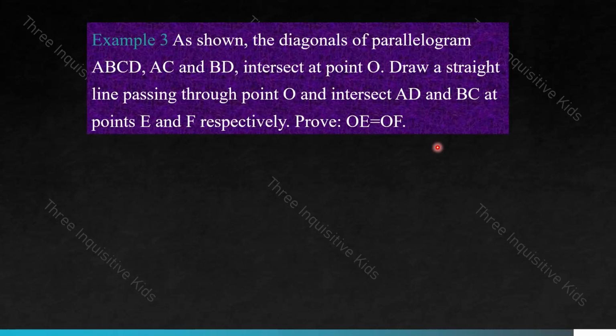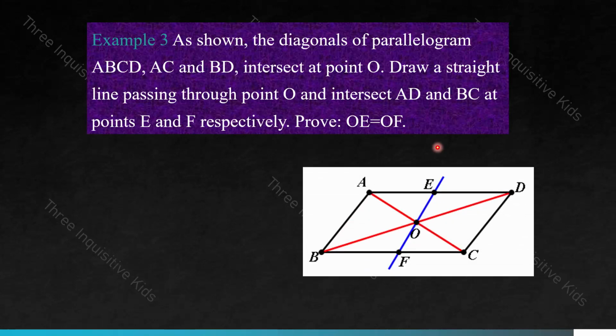Example 3. The diagonals of parallelogram ABCD, AC and BD intersect at point O. Draw a straight line passing through point O and intersect AD and BC at points E and F, respectively. Prove that OE is equal to OF. Again, you would need to use the properties of parallelograms.